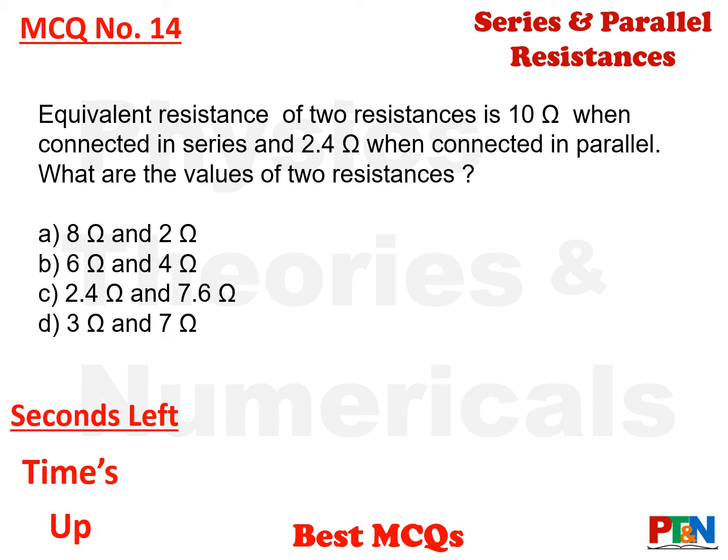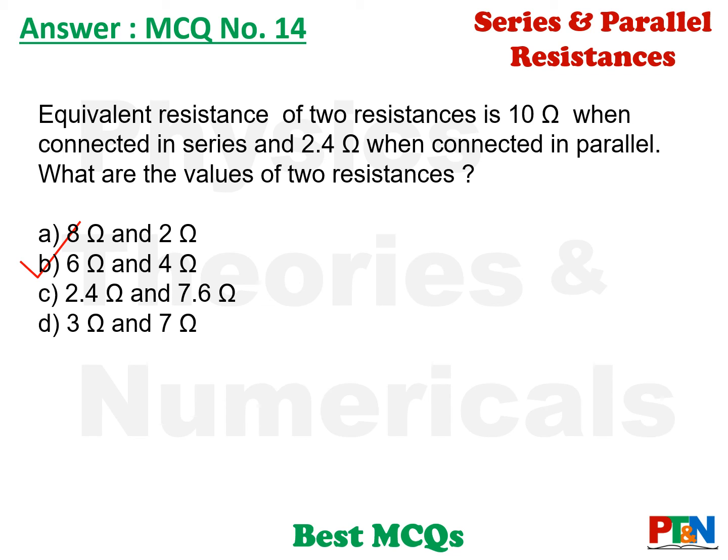Time's up. Let's see the answer. Answer is option B. Here options are given. You could have right away put the values and checked. It could have been easy. But if the values are not given, if you are to solve it, so what is given? R1 plus R2 is 10, and R1 R2 by R1 plus R2 is 2.4. That is R1 R2 is 24. Then you solve it for R1 and R2, you get the values. But here, as the options are given, you can right away do the multiplication. You can see the value of R1 R2, you can get to your option. But if you have to solve, you need to form this equation and solve it.